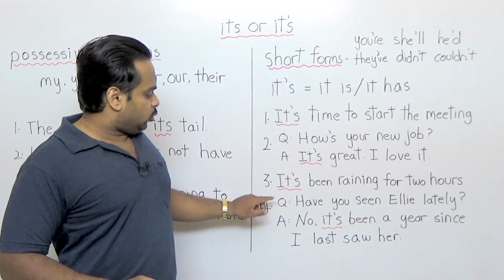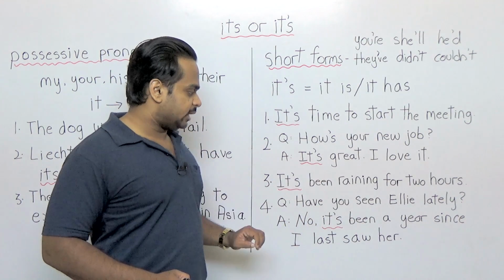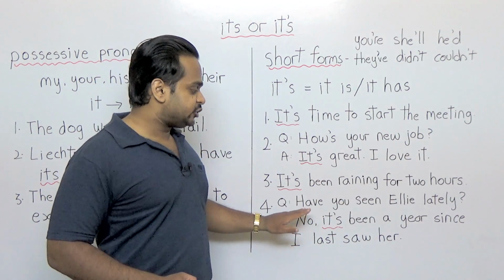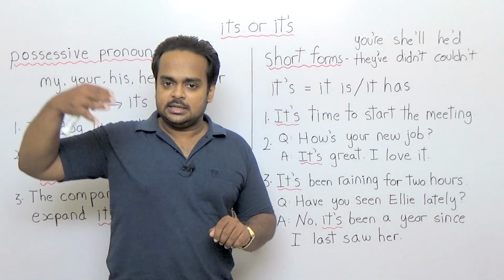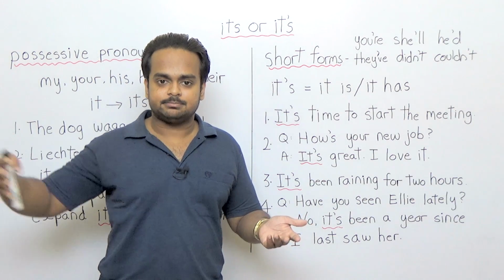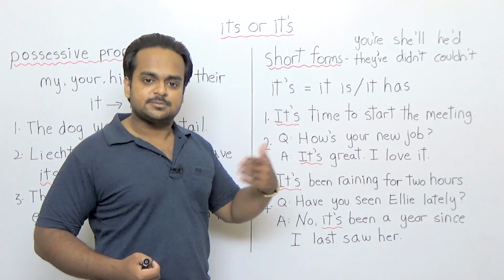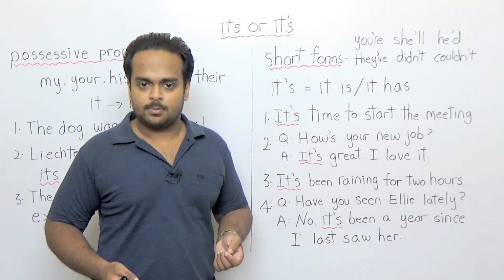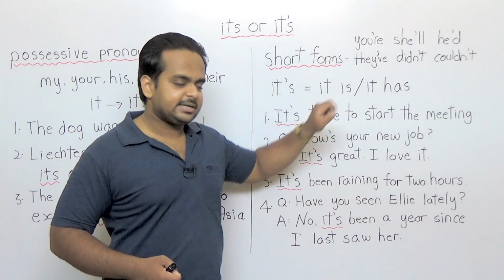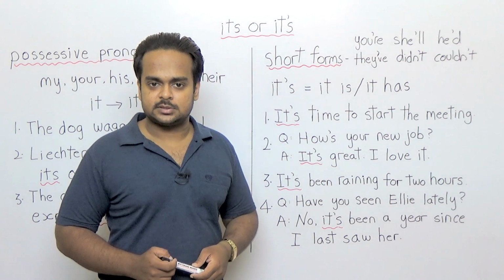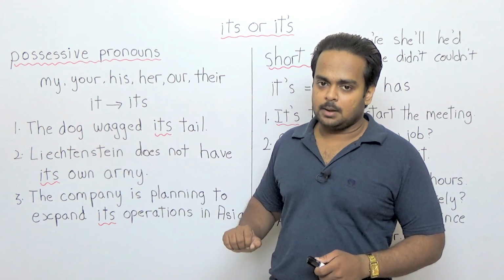In our final example, once again, we have a question and answer. The question is, have you seen Ellie lately? And the answer is no, it's been a year since I last saw her. So I saw Ellie a year ago, and after that time, I have not seen Ellie. So I'm saying it has been a year, or it's been a year since I last saw her. So when you have it's with the apostrophe, it can be it is or it has, depending on the meaning in the sentence.